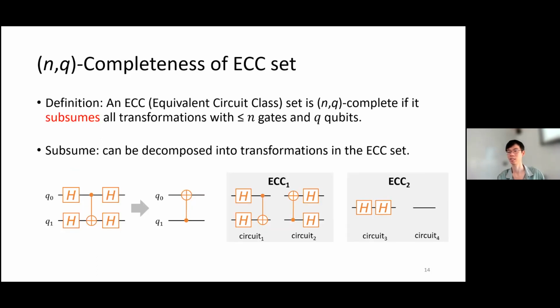Okay, so now let's look at some definitions. We want the ECC set to be complete. We define it to be NQ complete if it subsumes all transformations with no more than n gates and q qubits. And subsume means the transformation can be decomposed into smaller transformations in the ECC set. So we can say that this ECC set subsumes the transformation on the left.